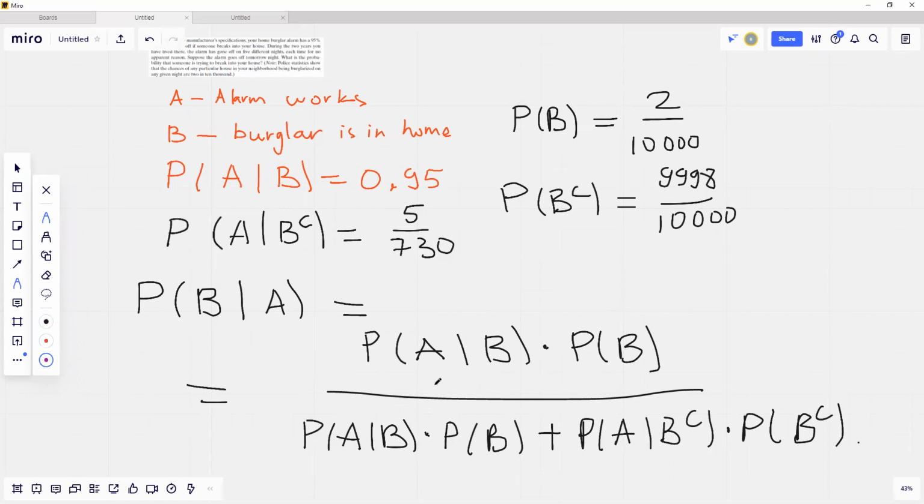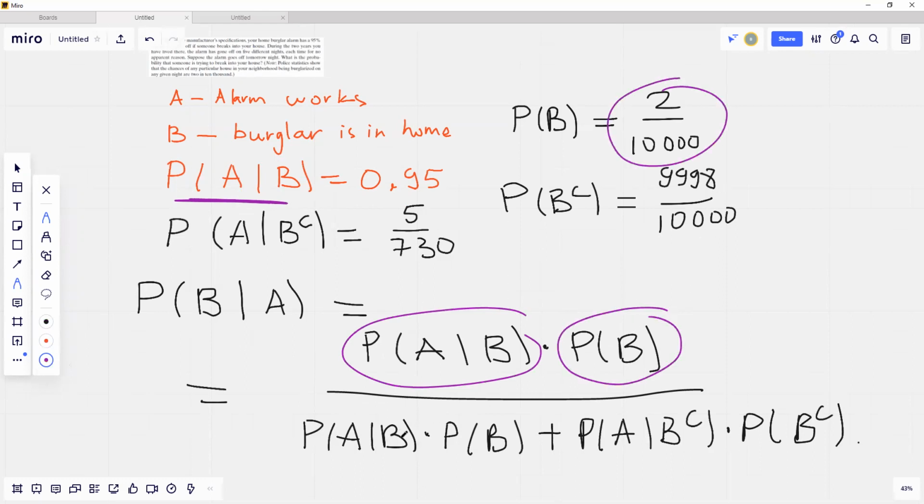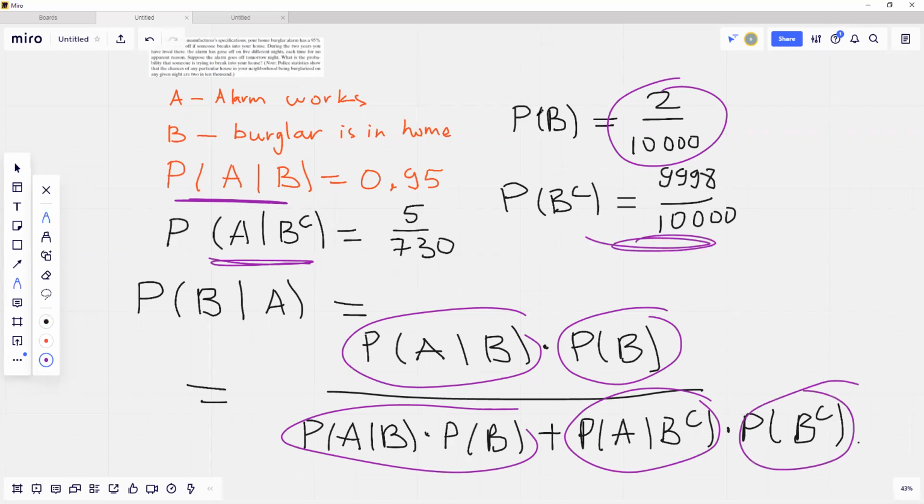Okay, now this is known. The probability of B is known. A given B is known, so these two are known. A given B complement is also known. And the probability of B complement, we've derived from the probability of B.